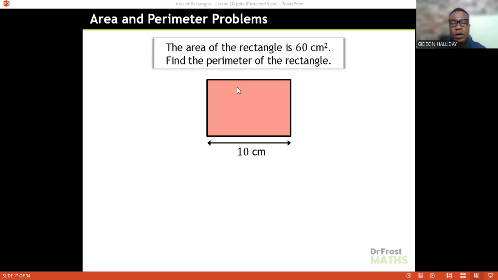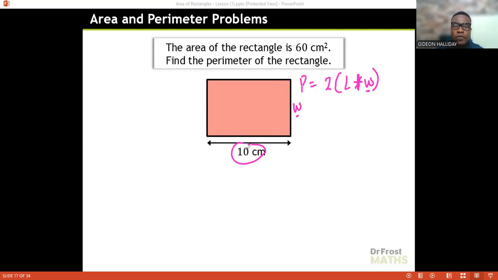The area of the rectangle is 60 centimeters square, and find the perimeter of the rectangle. You have the area and you have the length, so we're looking for the width. To find the perimeter of a rectangle, you must do 2 times length plus width, right? So we need width. We need this to find the perimeter of a rectangle.